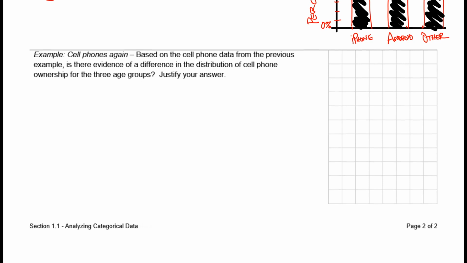We're going to look at cell phones again. Based on the cell phone data from the previous example, is there evidence of a difference in the distribution of cell phone ownership for the three age groups? And then we're going to justify your answer.